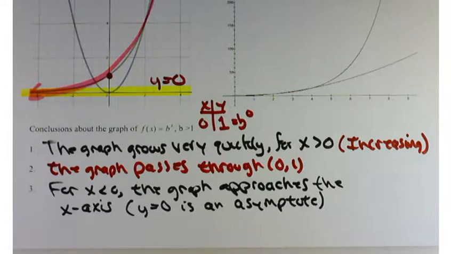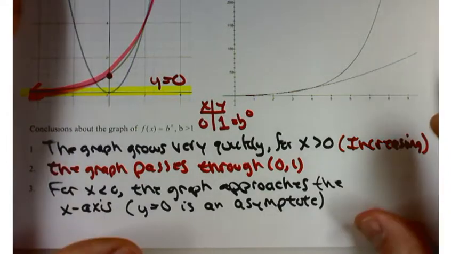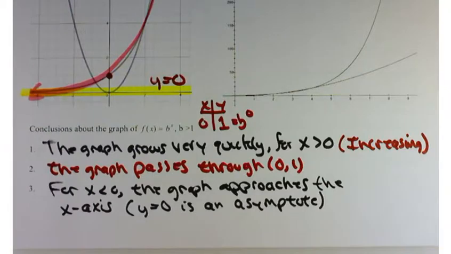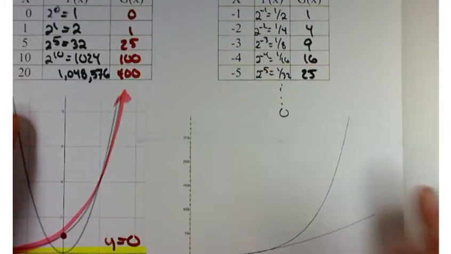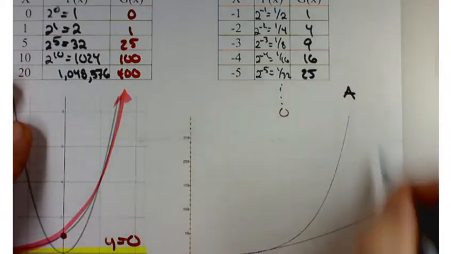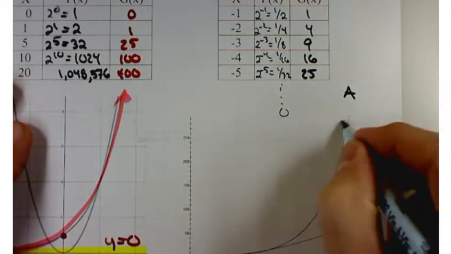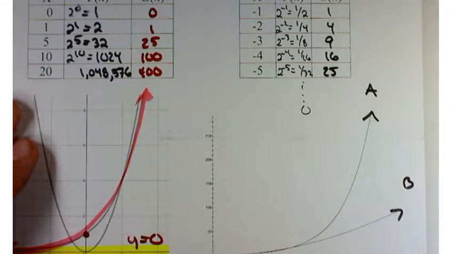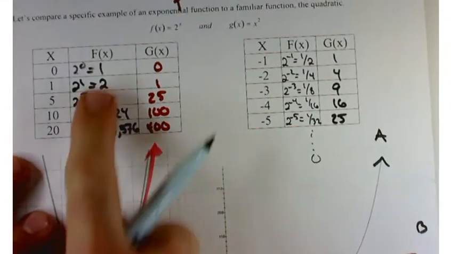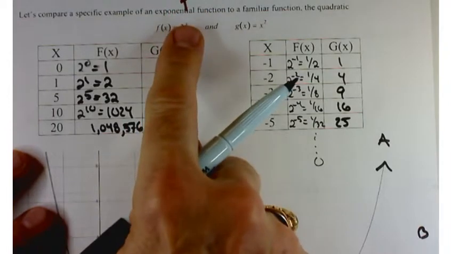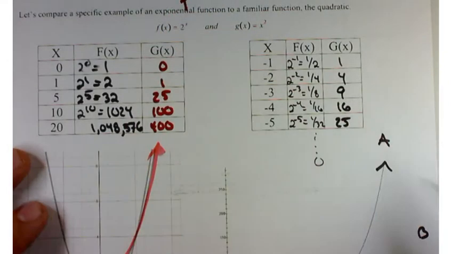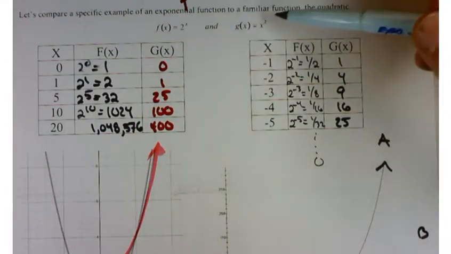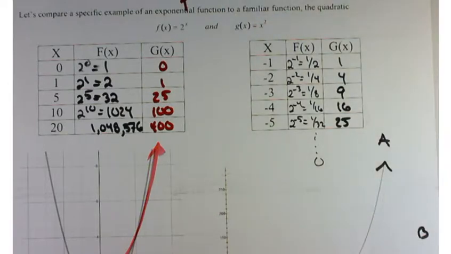Okay, well, one other question while we're on the front side here. I've got two graphs here. Call them A and B. One of them is f of x, and one of them is g of x. Which one do you think is f of x, and which one do you think is g of x? Which one's the graph of an exponential function? Which one's the graph of the squared function?